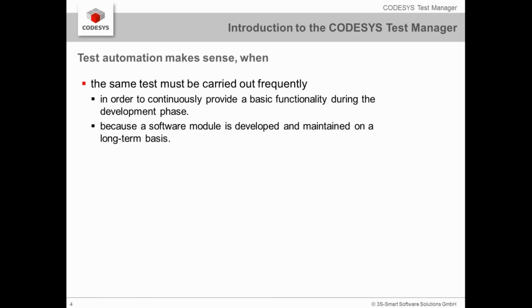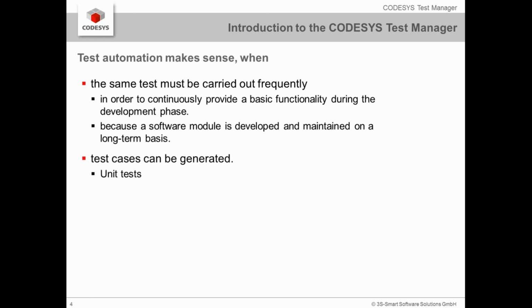For example, in case you have to carry out your test frequently, because you have to continuously provide a basic functionality during the development phase of your machine. Or because there's a software module that is developed and maintained on a long-term basis, and perhaps after 2 years, when you see there is an update necessary, you want to test it once again and do not want to do it manually, but by means of such an automation test tool.